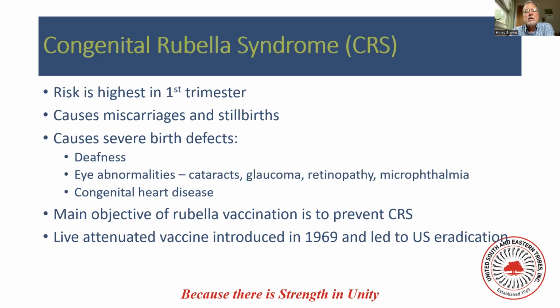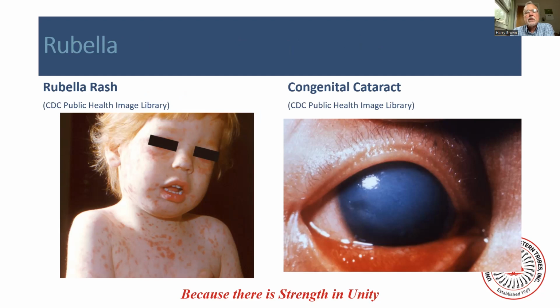Next slide, please. Now, this congenital rubella syndrome can cause miscarriages, stillbirths, and severe birth defects: deafness, congenital cataracts, glaucoma, retinal problems, small eyeballs, and can also give you serious heart disease. So the main objective of rubella vaccination is to prevent the congenital rubella syndrome. There was a live attenuated vaccine introduced in 1969 that led to eradication of the disease in the United States. The only cases we see today are imported from other countries. Next slide. This is what the rash looks like, and this is what a congenital cataract looks like, that eyeball on the right there.